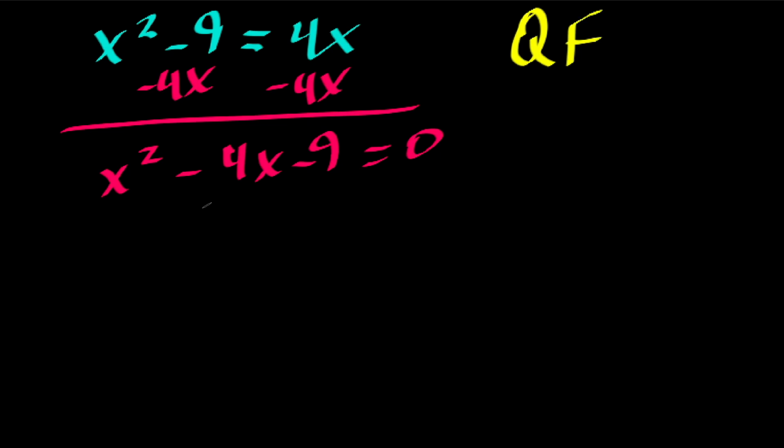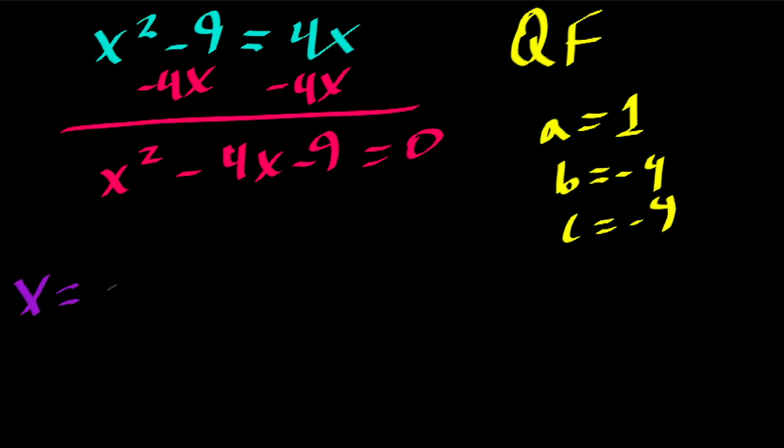So once again, we want to identify a, b, and c. So a here is 1, b is negative 4, and c is negative 9. So we're going to take all of that and plug it into the actual formula. So x is going to equal negative b. Now, b is negative 4, so when I do negative b, it's a negative times a negative 4, which is going to make this positive 4.